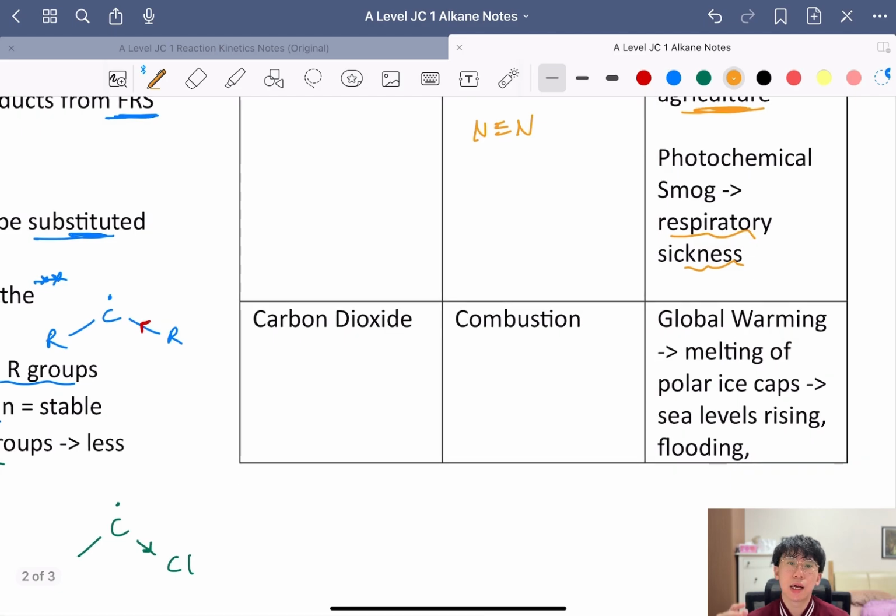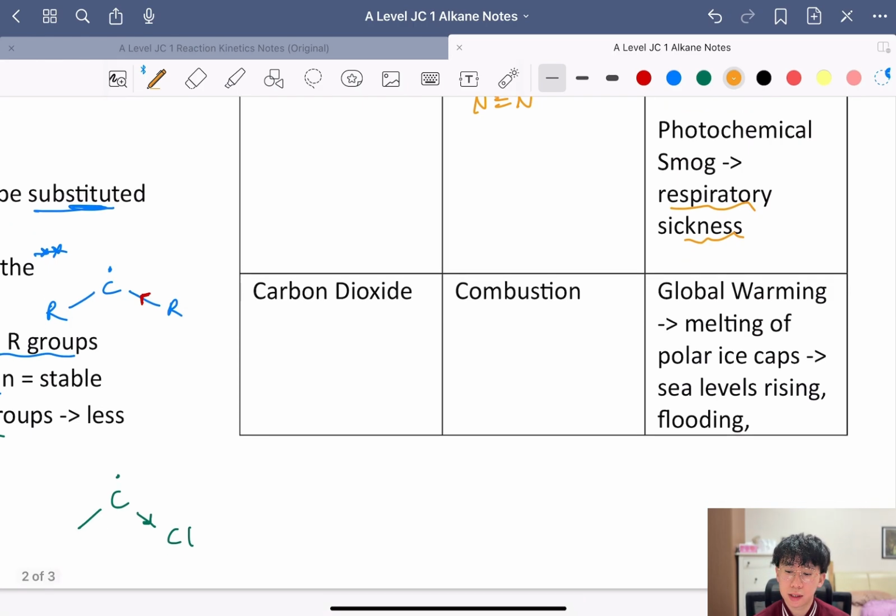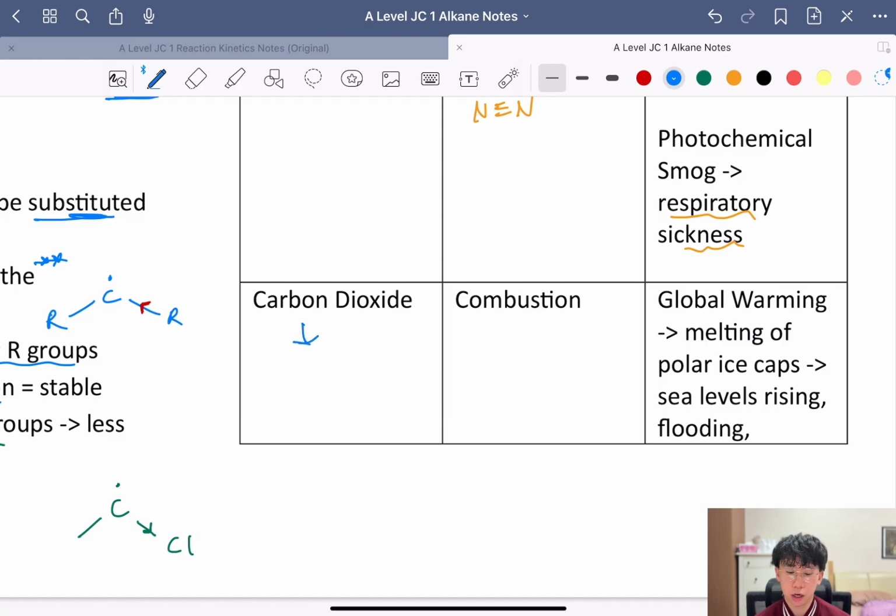One last thing is, of course, in combustion, you are going to get carbon dioxide from your alkanes. And because of this, we know that carbon dioxide is a greenhouse gas. The problem with that is greenhouse gases contribute to global warming. Enhanced global warming is what's going to cause the melting of your polar ice caps because of the increase in temperature of your surroundings, and the sea levels will be rising and there'll be flooding and a whole lot of other destruction of natural habitats, for example.